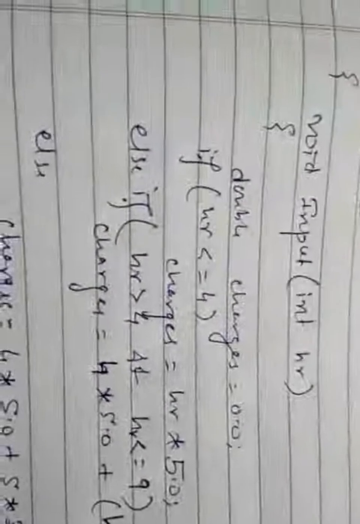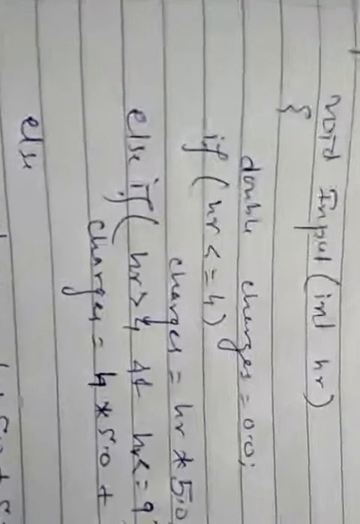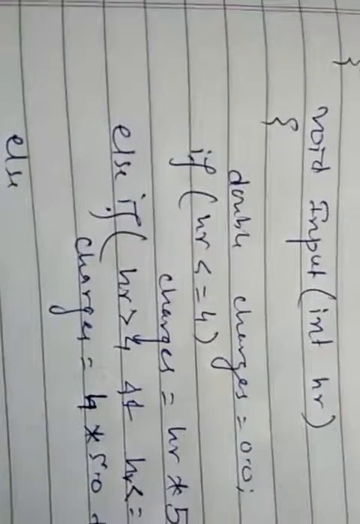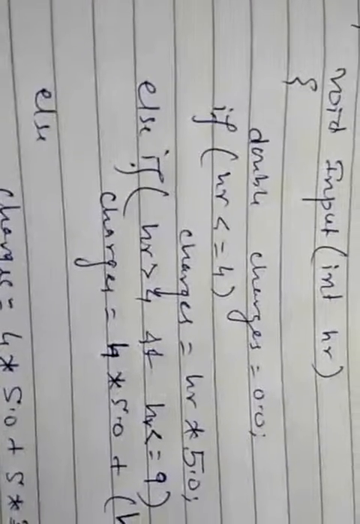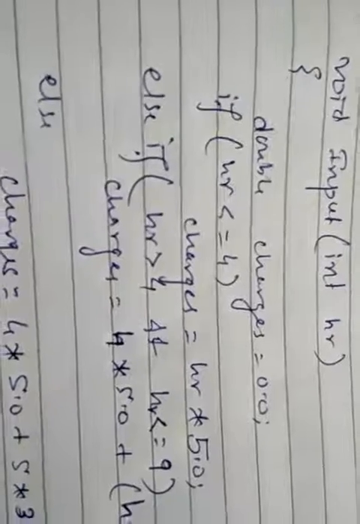And the next question, 23, in this we have to input hours and calculate the charges based on the following hours. If the hour is less than or equal to 4, then the charge is 5 rupees per hour, so the formula will be charges equal hour into 5.0. Or if the hour is greater than 4 and less than or equal to 9, so this is the next 5 hours going till 9, then charges will be 4 into 5.0 plus hour minus 4 into 3.0.